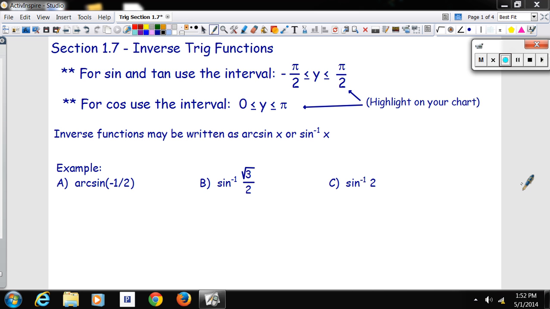Now in our geometry, we found angles in degrees. In trig, we're going to find the angles in radians. And the chart will be a really big help to you today. So I've got the chart in front of me. Sorry for people watching the video. If you have your chart, grab your chart.